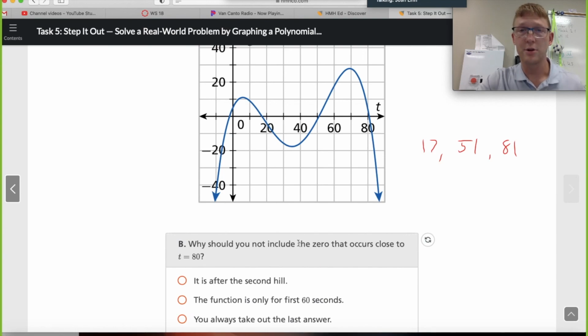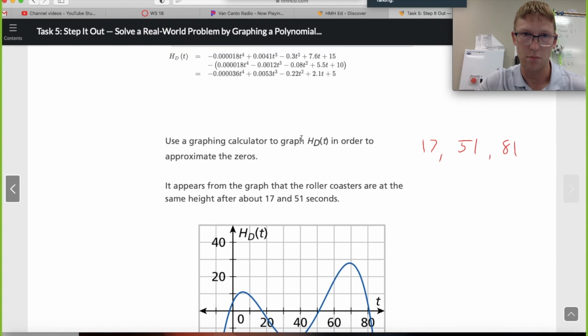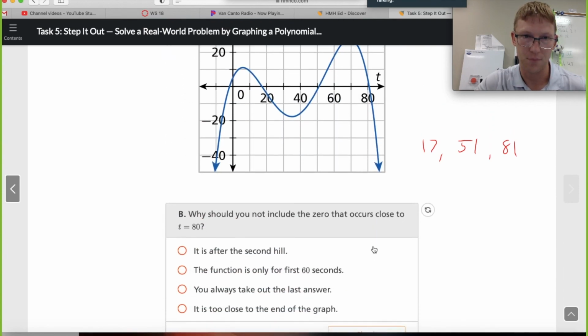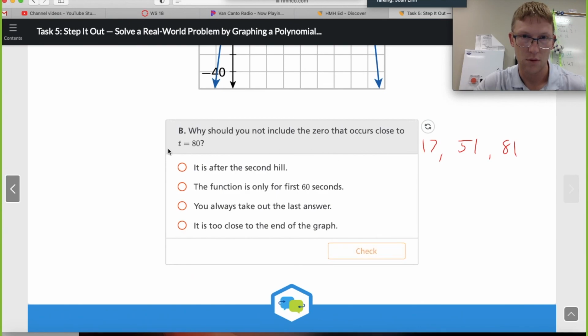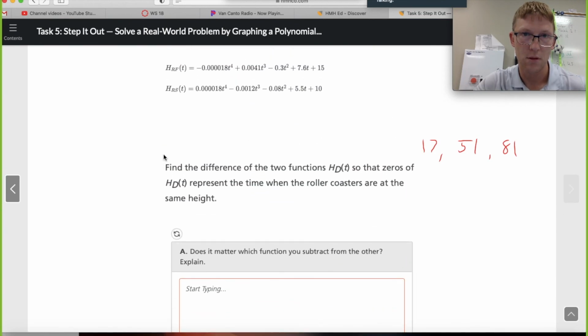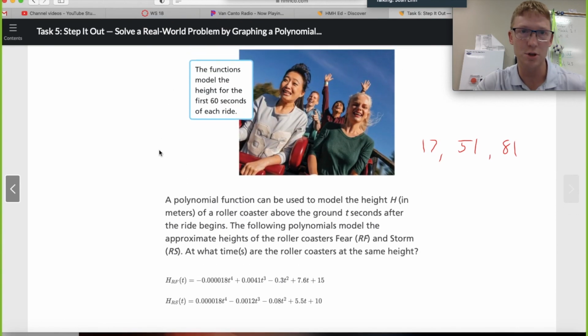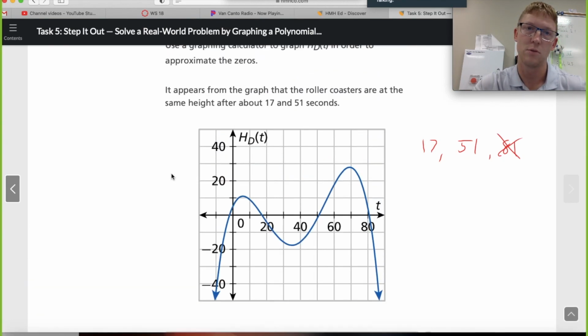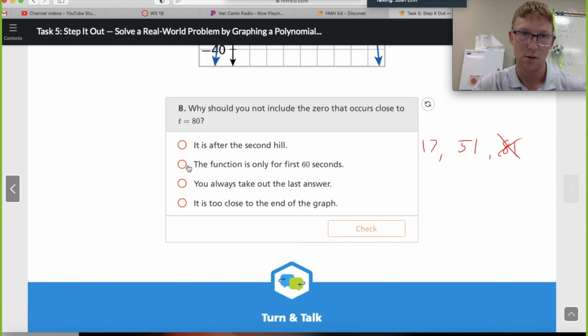So why should you not include the 0 that occurs close to t equals 80? Probably because that's when the roller coasters are done, I would assume. So I read something that said that the function only works for, oh yeah, look at that. The function only works for the first 60 seconds. So we're going to cross that out. So make sure we're reading these carefully. The function only works for the first 60 seconds.